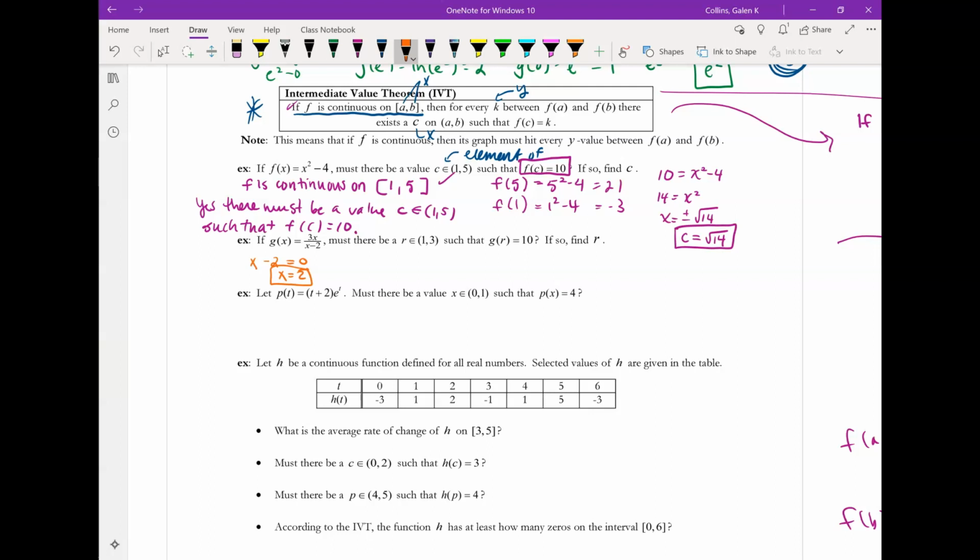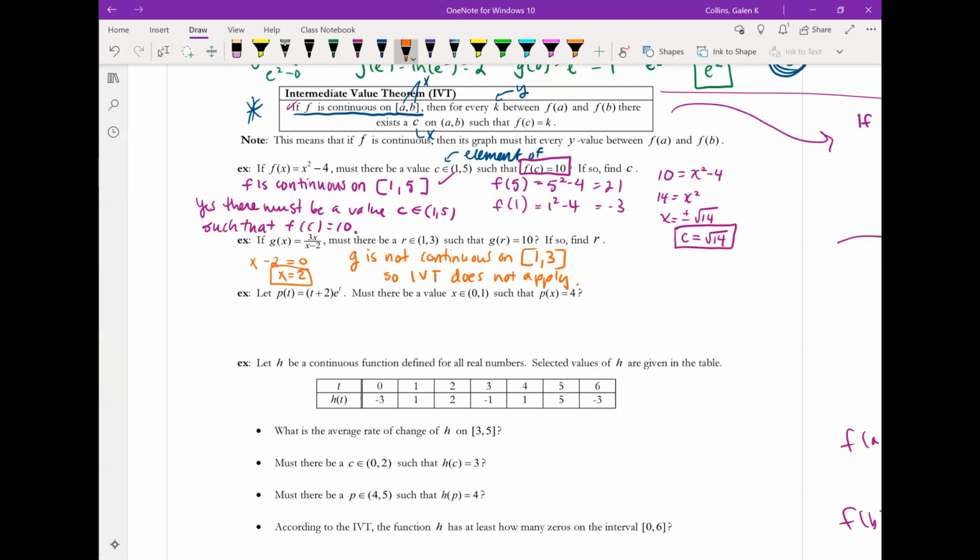So the way we could answer this question is to say g is not continuous on the closed interval 1 to 3. So IVT does not apply. So we cannot say that there is not a value in between 1 and 3. We just cannot use IVT to guarantee it. And I'm not going to worry about that one anymore. That's all I'm going to say there.